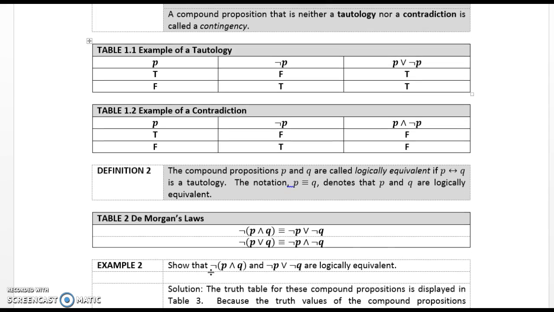Table 1.1 gives an example of a tautology. The tautology in this case is P or not P. No matter what the values of P or the values of not P are, the value of the compound proposition P or not P is always true.